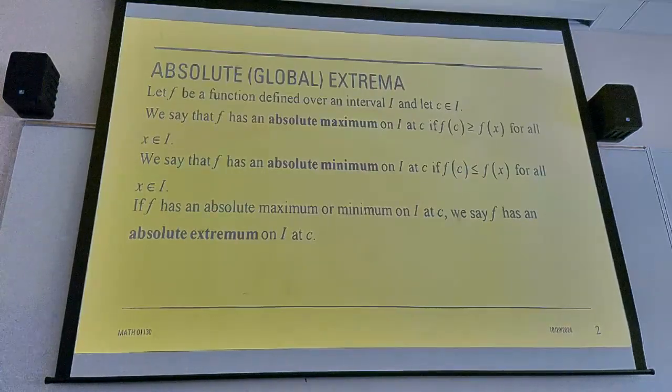I'm going to go through this pretty quickly because this should be a review of pre-calc, the definition. This one, however, should be known. Right, so absolute maximum is just the largest value on an interval, absolute minimum is the smallest value on an interval. And collectively, they are extrema.